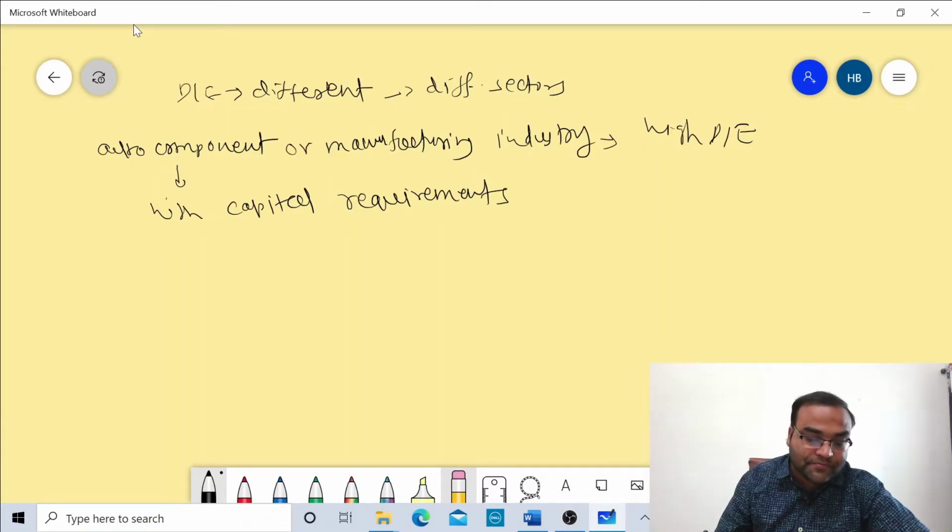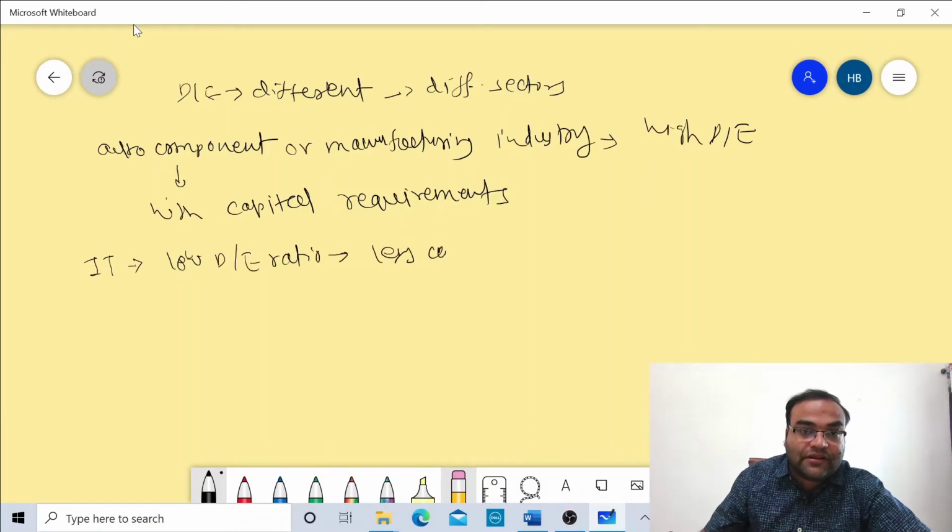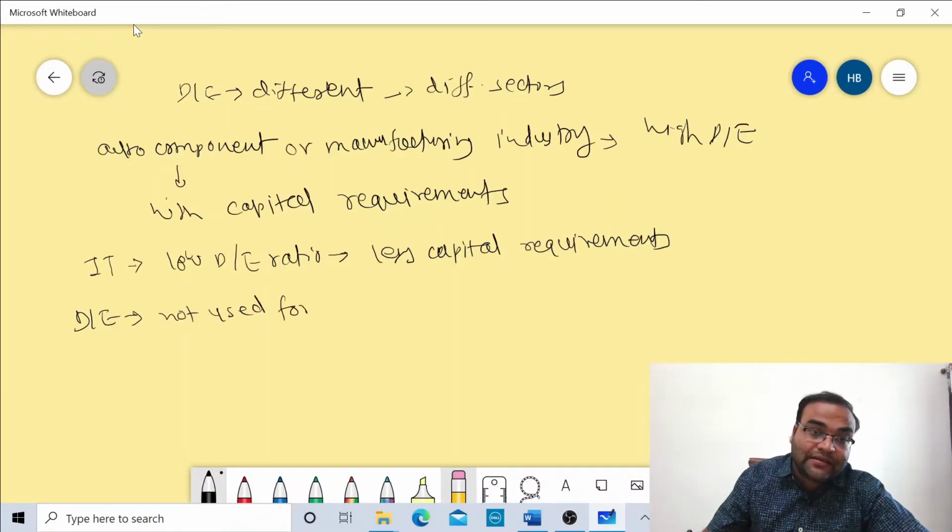However, if there is an IT company, then it has a low D by E ratio, because it has less capital requirement. However, the debt to equity ratio cannot be used for banking sector companies. Not used for banking sector companies.